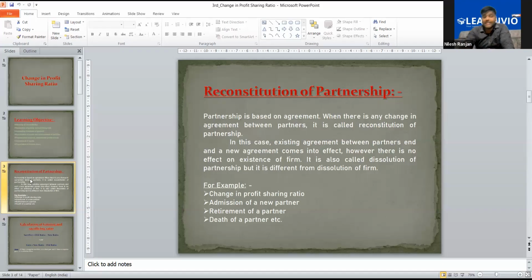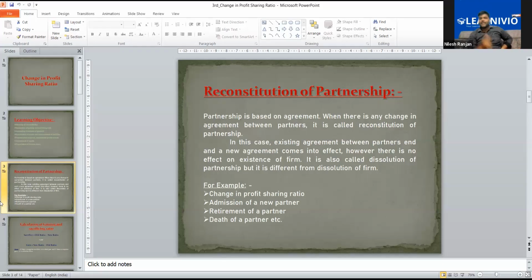So in this case, the existing agreement between partners ends and a new agreement comes into effect. However, there is no effect on the existence of the firm. I already told you that there will be no impact on the business. It is also called dissolution of partnership, but it is different from dissolution of firm. Dissolution of firm means you are going to shut down your business, the firm is going to be closed. But dissolution of partnership means a change in relationship.